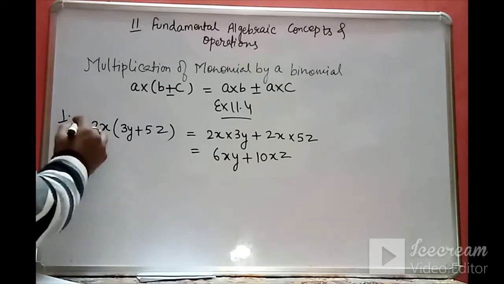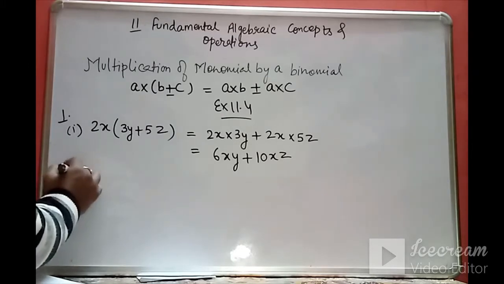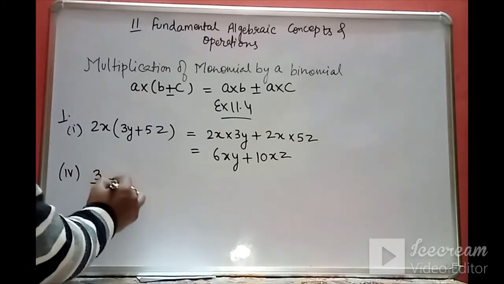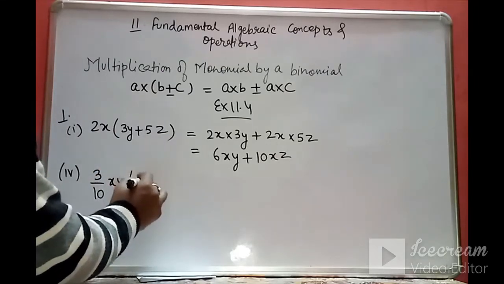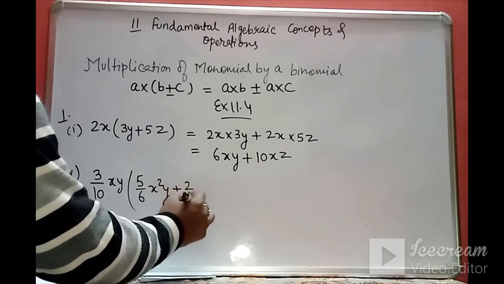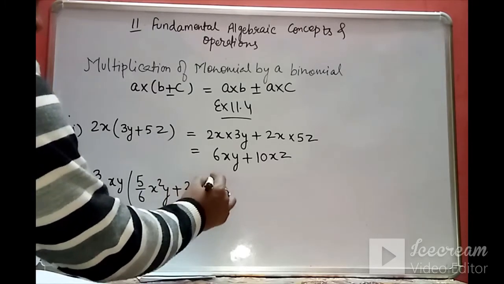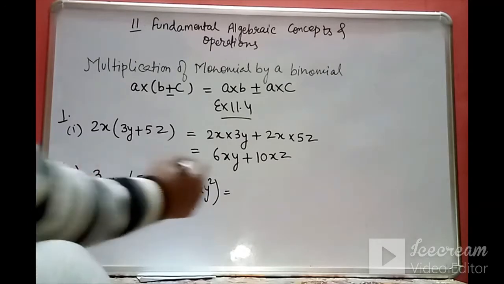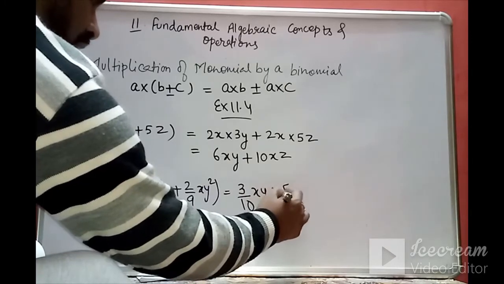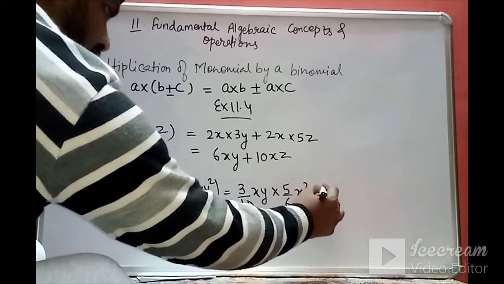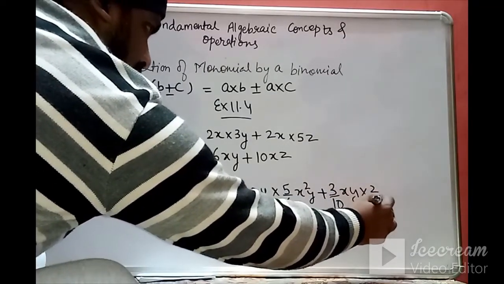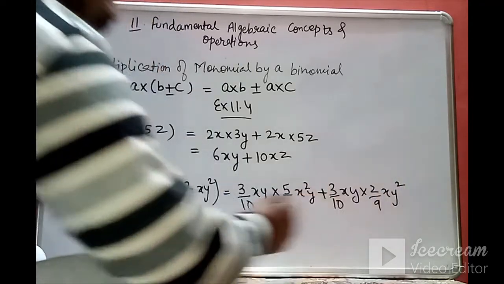Now suppose we have fractional constants like this one, 3 upon 10 xy into (5 upon 6 x square y plus 2 upon 9 x y square). Okay, so same procedure we will use: 3 upon 10 xy into 5 upon 6 x square y, plus 3 upon 10 xy into 2 upon 9 xy square.